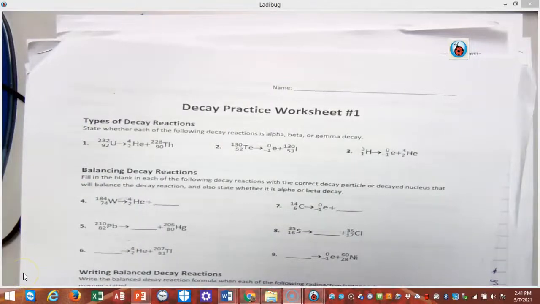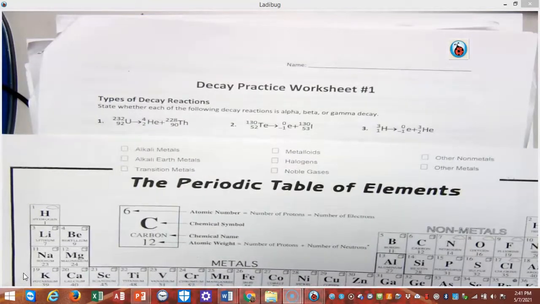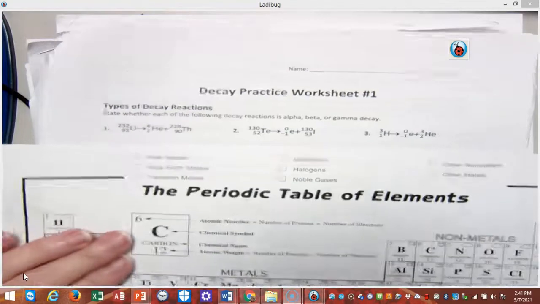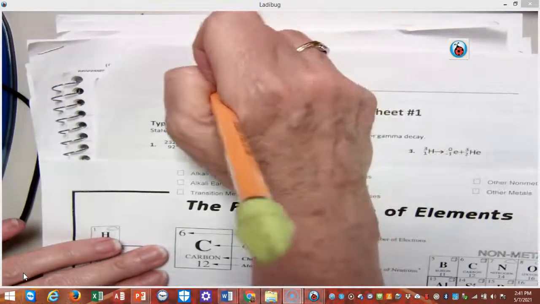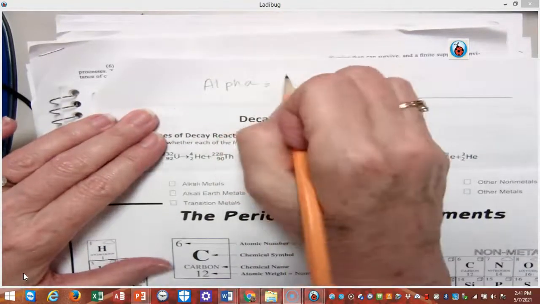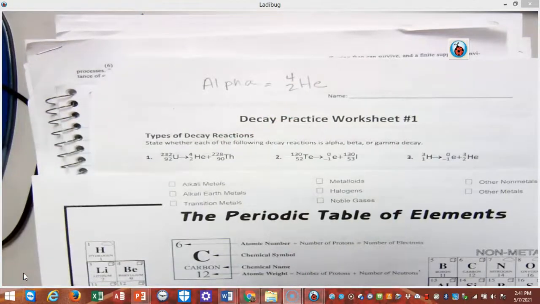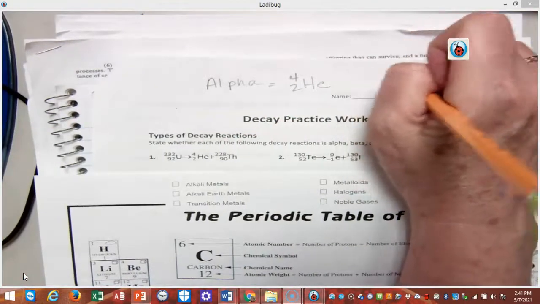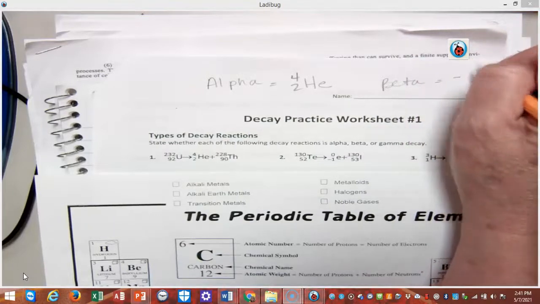Okay, this is your decay practice worksheet, and the first section is types of decay. If you'll go back to your notes and look under alpha, beta, gamma, and you look at those element symbols, if we have alpha decay, what are we going to see? We're going to see what we call a helium nucleus in our reaction. If we have beta, we're going to see what we call an electron emission.